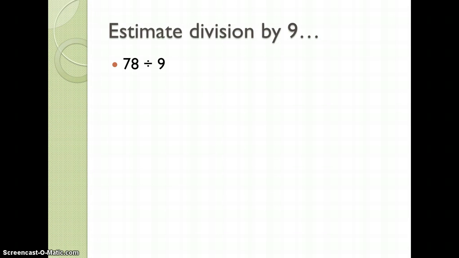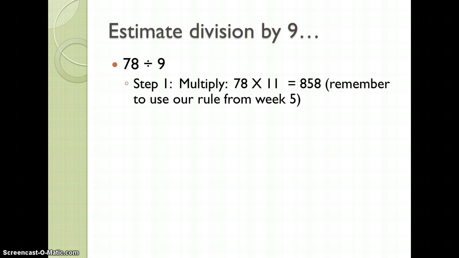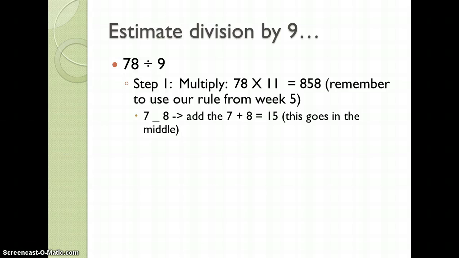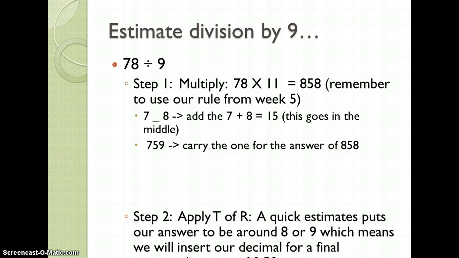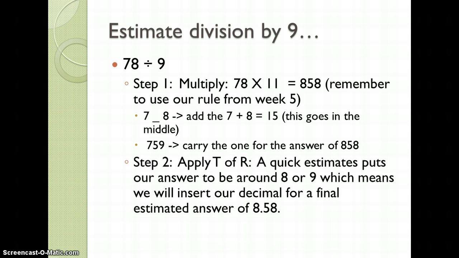Estimate division by 9, so 78 divided by 9. Multiply 78 by 11, which is 858. Remember, let's use the rule from week 5. We have a 7 space 8. Add the 7 and 8, which is 15. This goes in the middle. So technically we'd have 759, but we need to carry the 1 for a final answer of 858. So we carry the 1 to the hundreds value. Apply the test of reasonableness. A quick estimate puts our answer around 8 or 9, which means we'll insert our decimal for a final estimated answer of 8.58. The true answer is about 8.67.